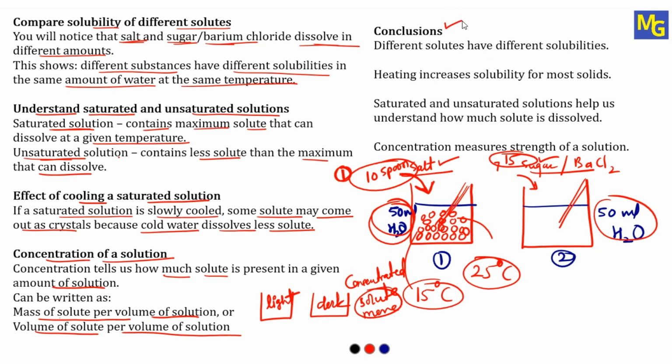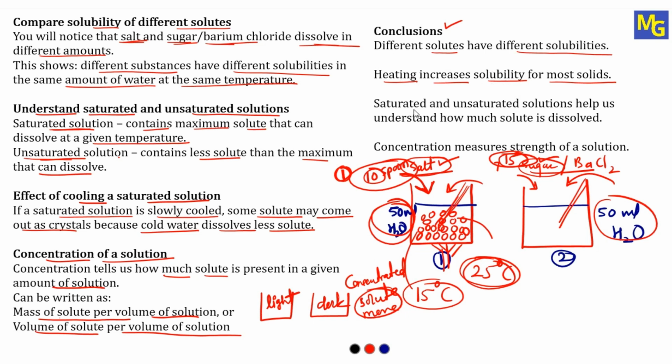Based on all this, what we can conclude is different solutes have different solubilities. Yes, it is correct, because we have seen that salt has a different solubility and sugar has a different solubility at the same temperature and same volume. Second, heating increases solubility for most solids. At 25 degrees Celsius, it dissolved, say for example, 10 spoons of salt and 15 spoons of sugar. But when we started heating the solution, all the salt got dissolved and we could still add extra sugar and extra salt to dissolve. That's why heating increases solubility.